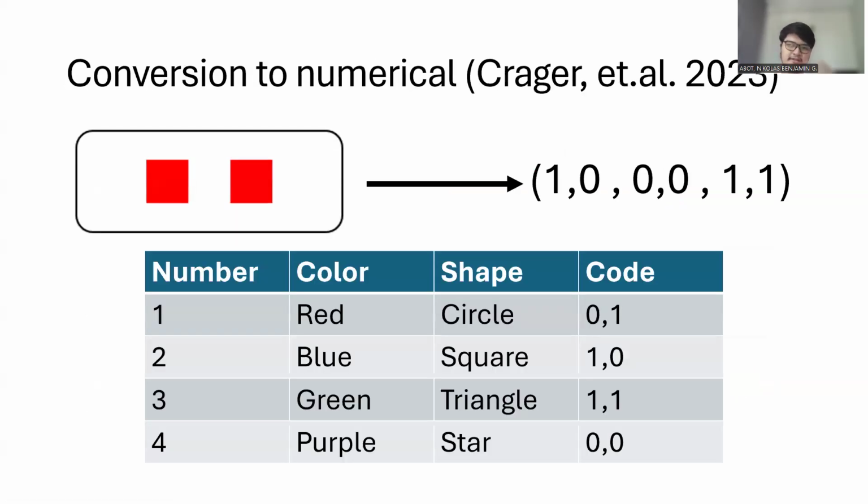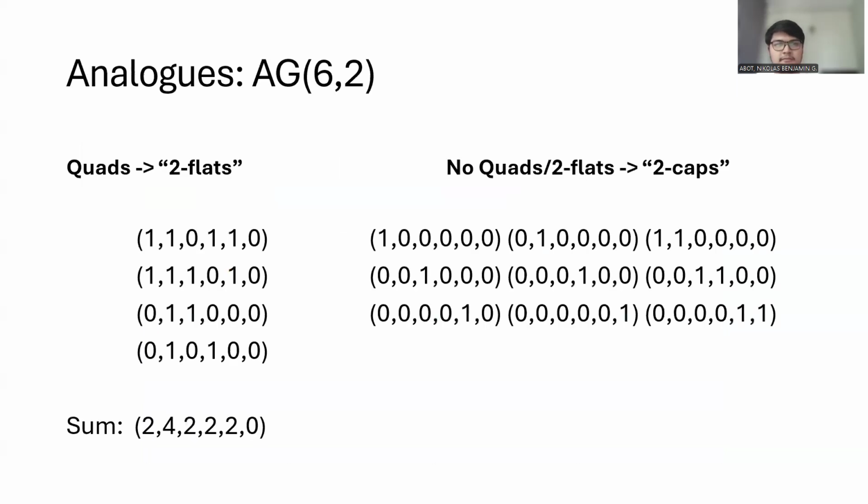Now, in order to convert this into a mathematical representation, we can represent each card as a string of six zeros or ones. This is a representation taken from Krieger et al., and in this case, each property corresponds to 2 of the bits. The first 2 bits correspond to the number, in this case, 2 squares. The second 2 bits correspond to the color, and the third 2 bits correspond to the shape. In this case, the sets of cards that are called quads correspond.